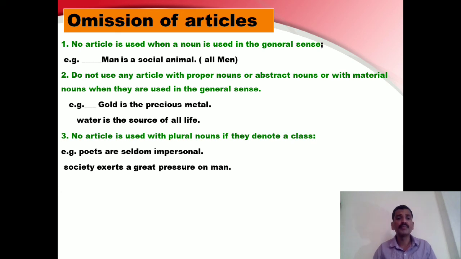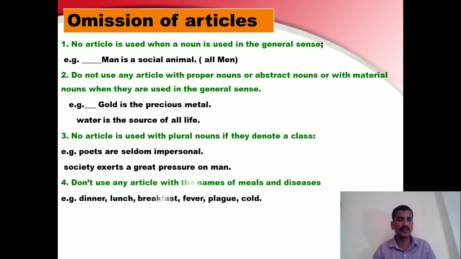Next, no article is used with plural nouns if they denote a class. For example, plural nouns: poets are seldom impersonal. Don't use any article before poets because poets denote a particular class. Society exerts a great pressure on man. So this also denotes a particular class. That's why do not use any article before such nouns also.